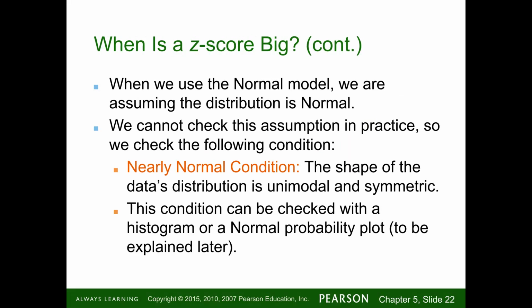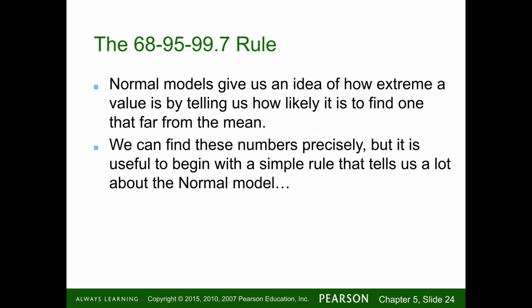When we use a normal model, we are assuming the distribution is normal. We cannot check this assumption in practice, so we check a condition: the nearly normal condition. The shape of the data's distribution is unimodal and symmetric. This condition can be checked with a histogram or a normal probability plot, which we'll cover later.